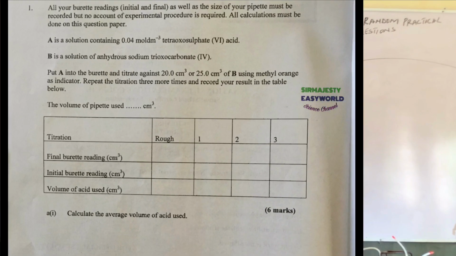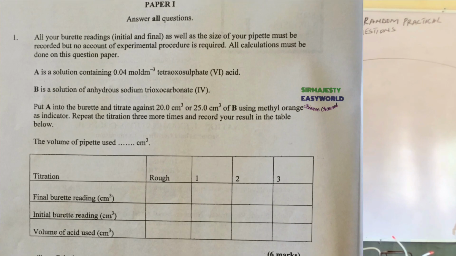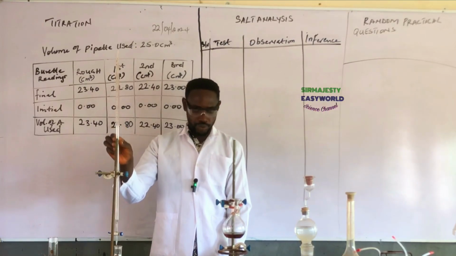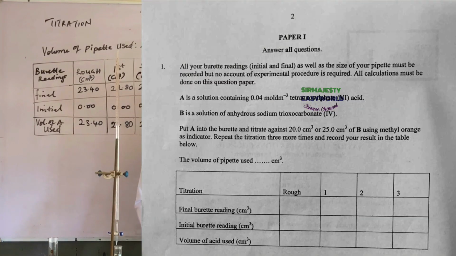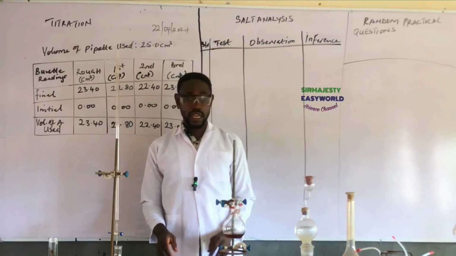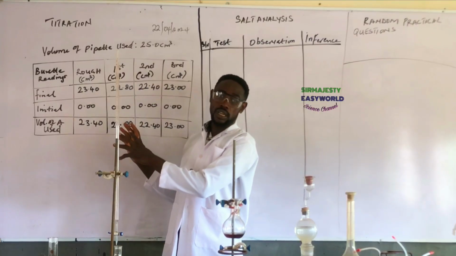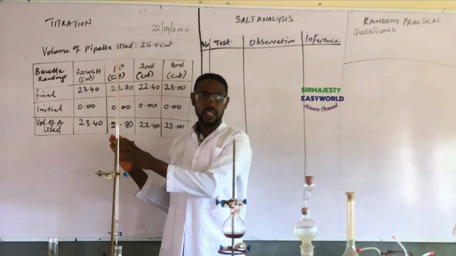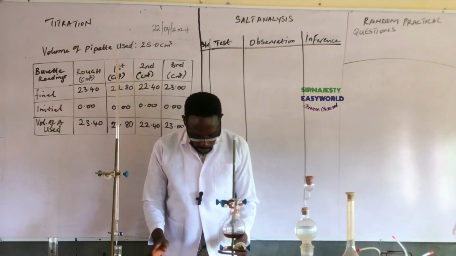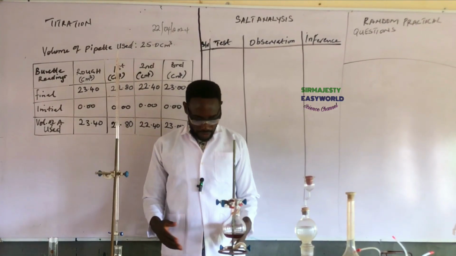Okay, you will face with similar questions such as all your burette readings, initial and final. This is what we call the burette. Initial and final, as well as the size of your pipette. I didn't bring pipette here, but you should know that in some of my videos I've done this basic titration, the practicals. But here I want to teach you the calculations on how to fill your table and the best strategy to use to maximize your score. Okay, maybe I will not waste time reading this question. They will give you A, give you B.